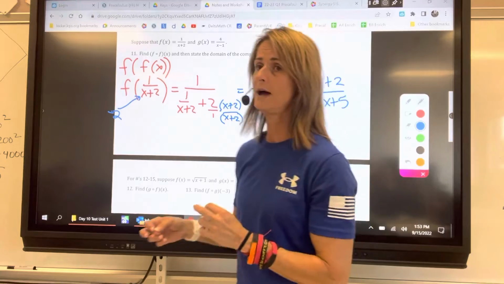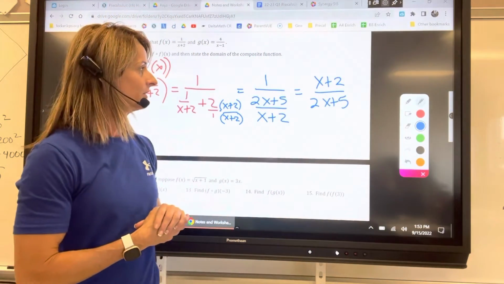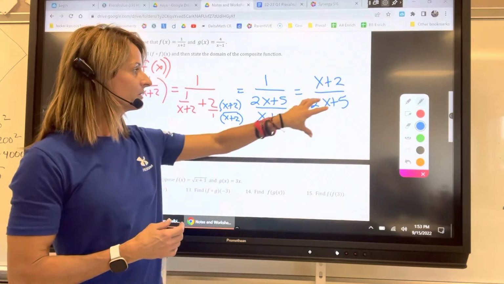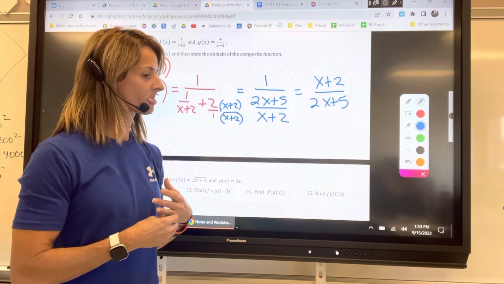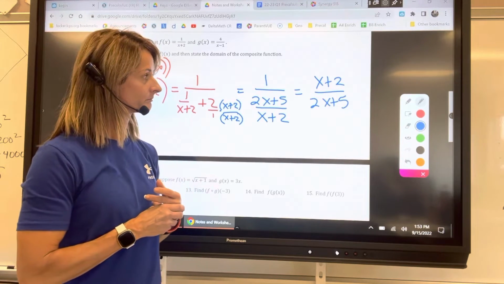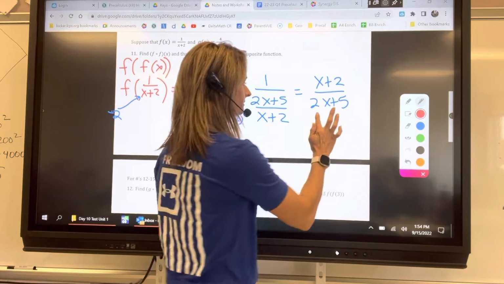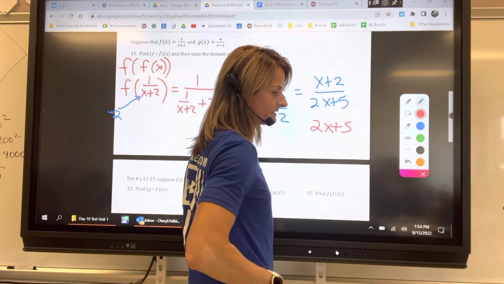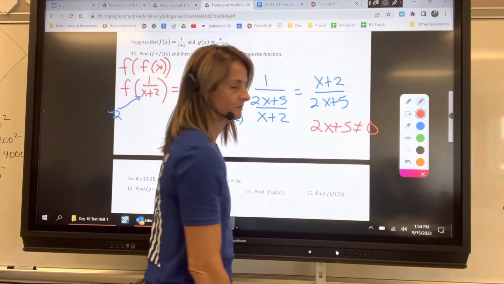Now I also have to look at the composite function and make sure there are no values that make this denominator 0. Are there any values that make this denominator 0? How would I find that out? I would set 2x plus 5 not equal to 0. It can't be 0. So what is that?